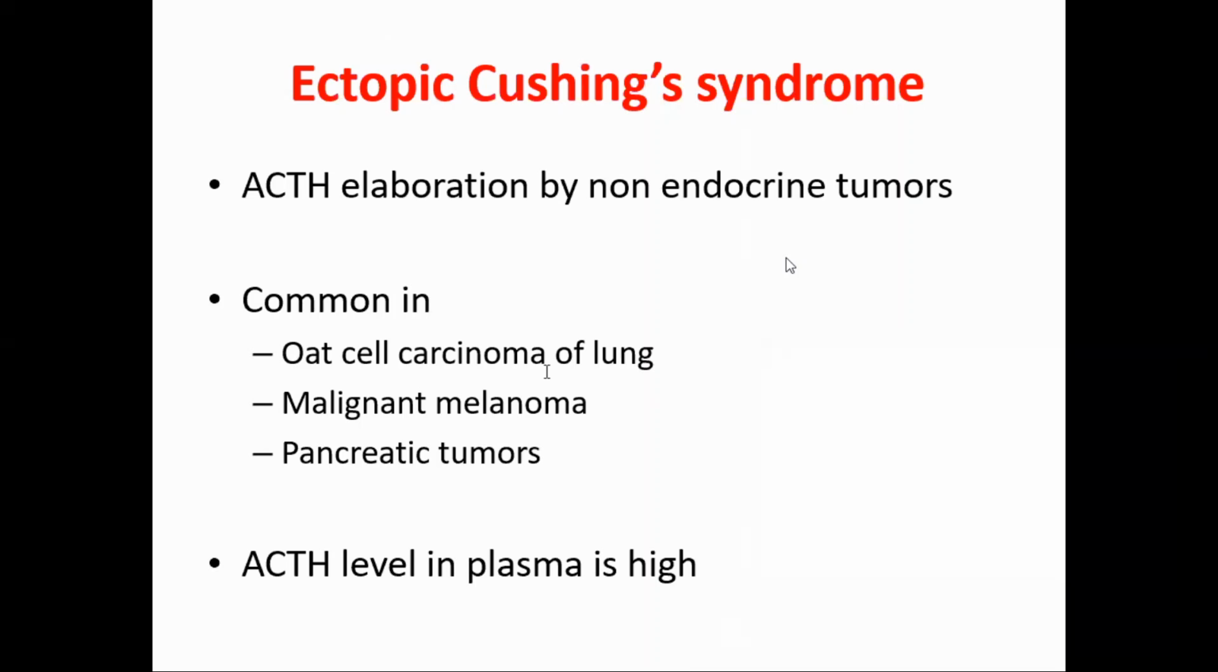Coming to the ectopic cause, it is due to non-endocrine tumors such as non-small cell carcinoma of the lung or oat cell carcinoma of the lung, pancreatic tumors, and malignant melanoma. All of these lead to high ACTH level. Okay, is it clear?